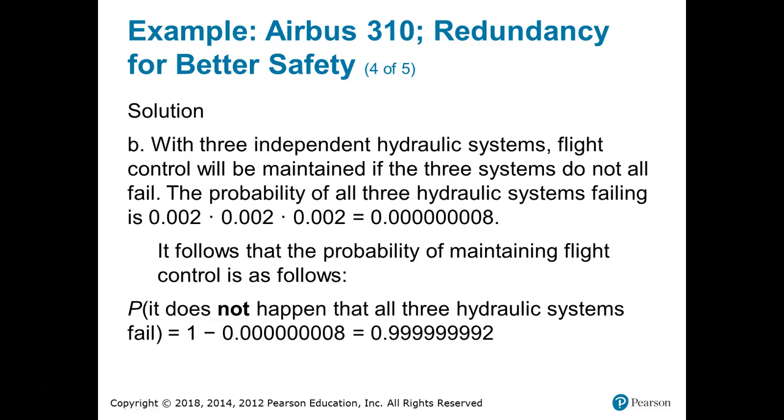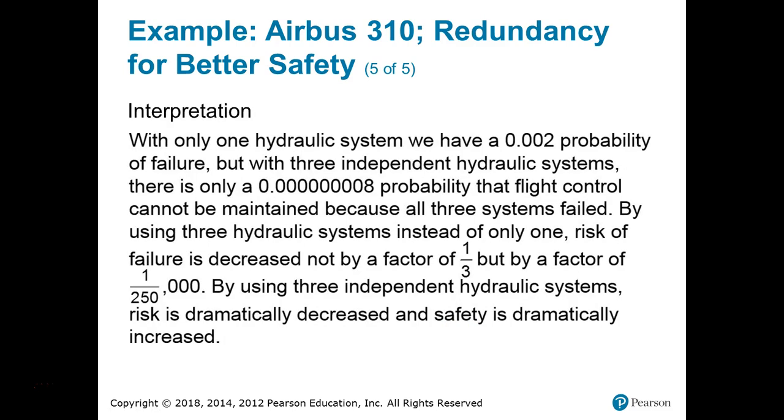So if we want to know the probability that none of them fail, it's going to be the complement of that. So 1 minus this, which equals a 99.9999992% chance that the flight moves safely. So by adding 3 hydraulic systems instead of 1, you don't reduce the risk by, oh, it's 3 times as safe to have 3 extra systems. No, it's actually a factor of 1 over 250,000. So by having 3 independent hydraulic systems, risk is dramatically decreased and safety dramatically increased.